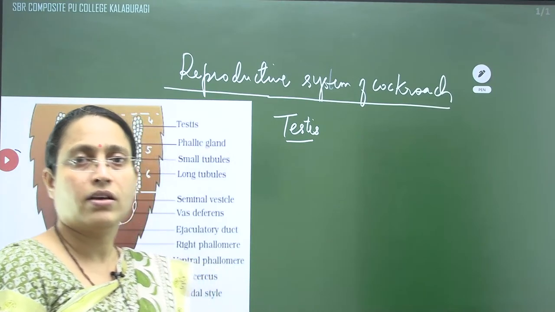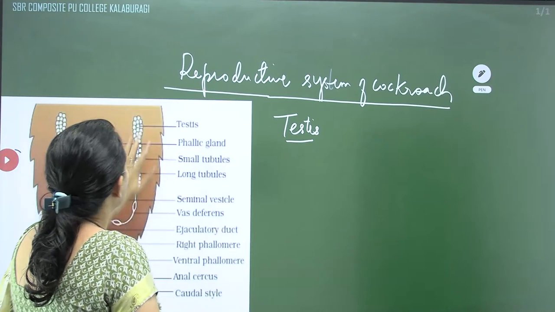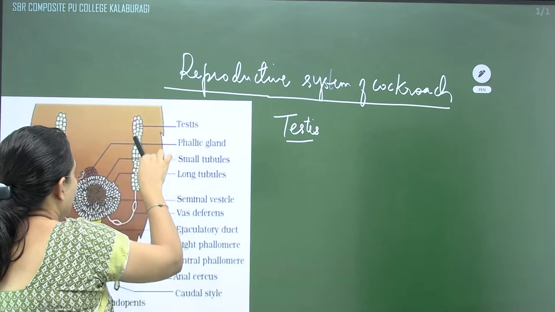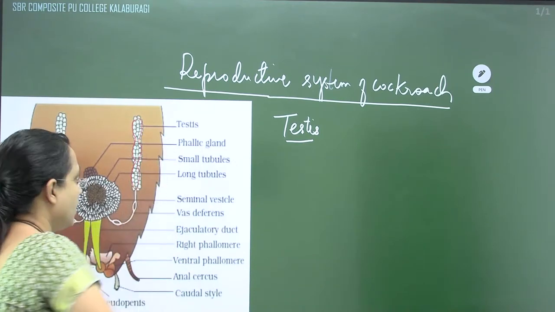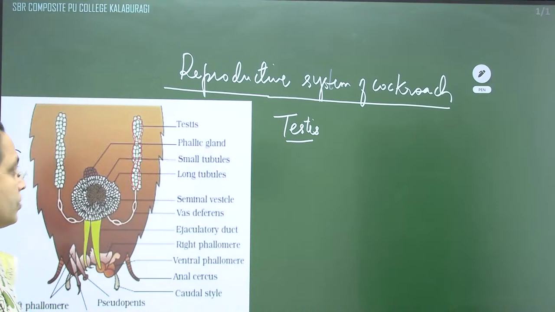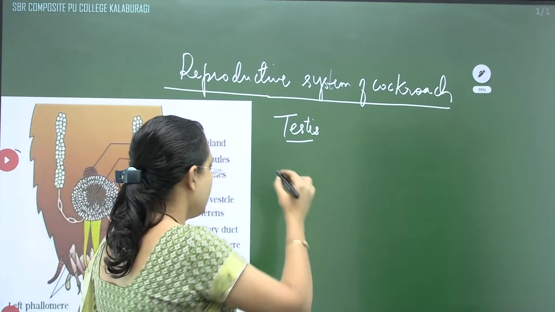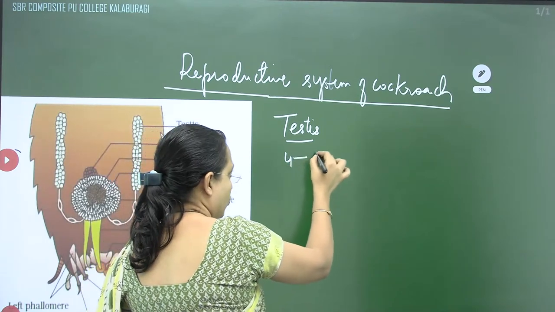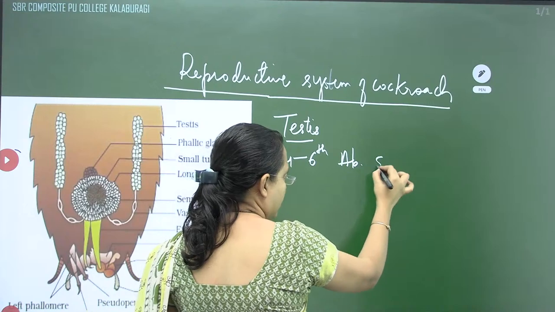It spans these regions. So testis is trilobed. You can see 1, 2, 3. More or less it is trilobed like this. So it has three lobes. Then, of course, you should know its function. So testis is present between the fourth to sixth abdominal segments.